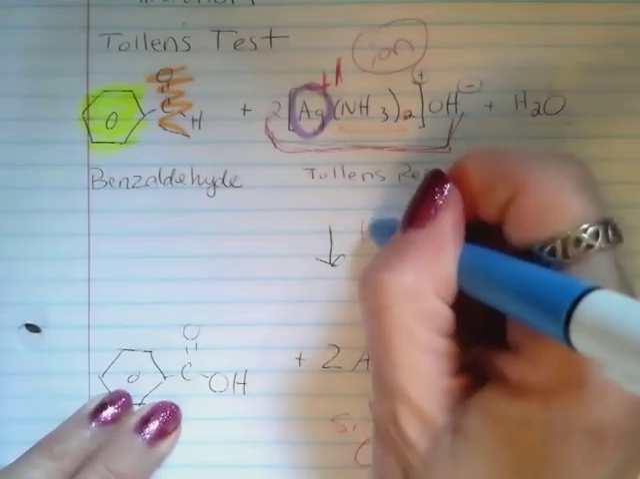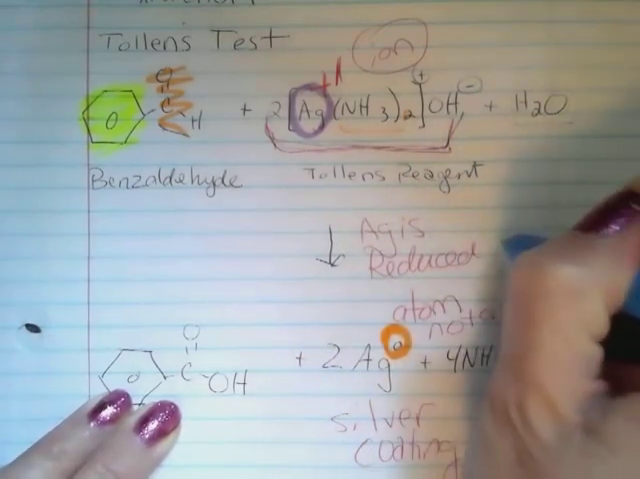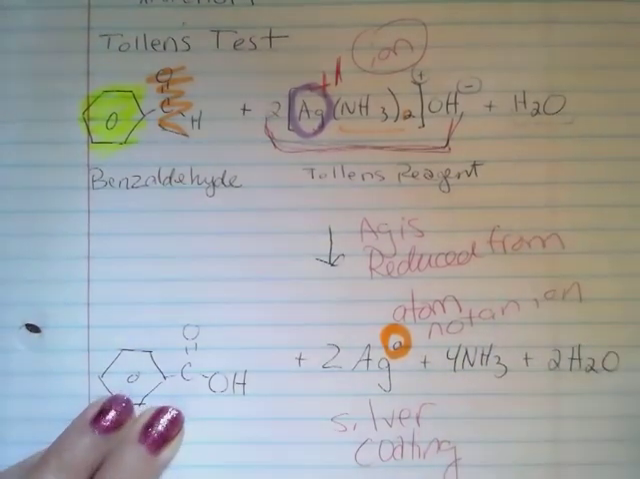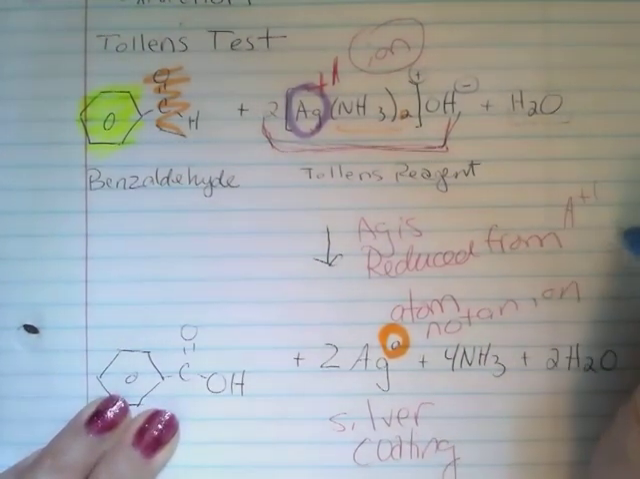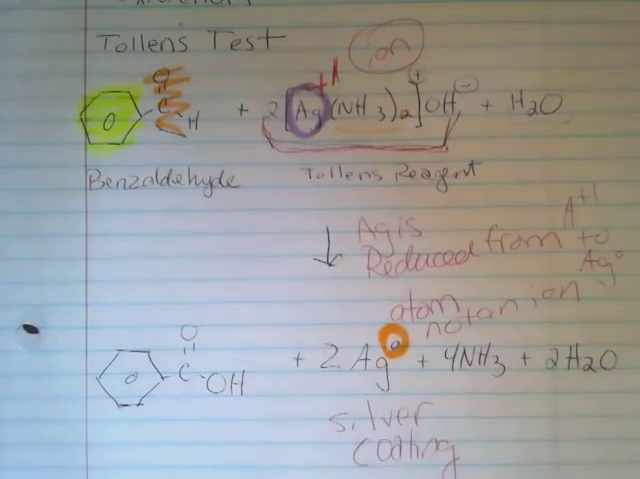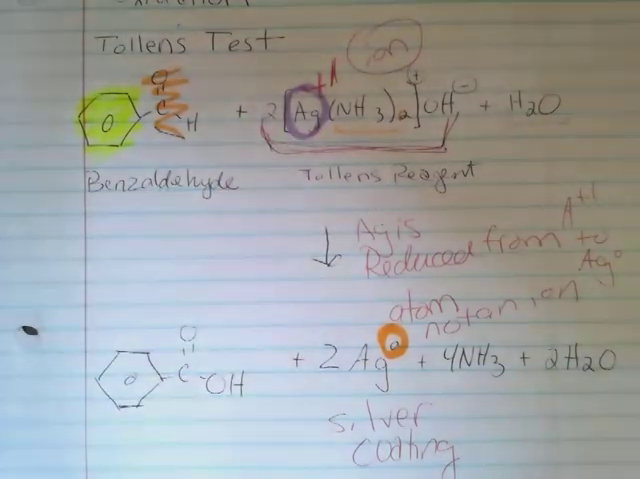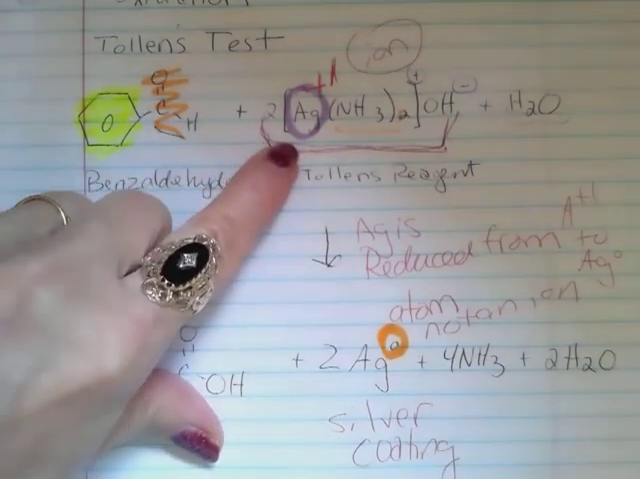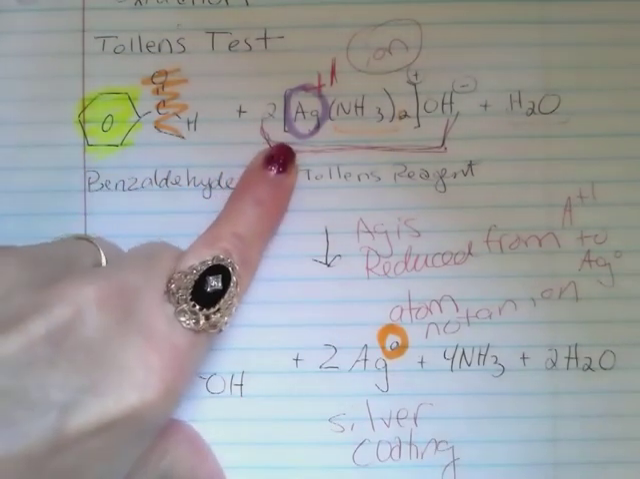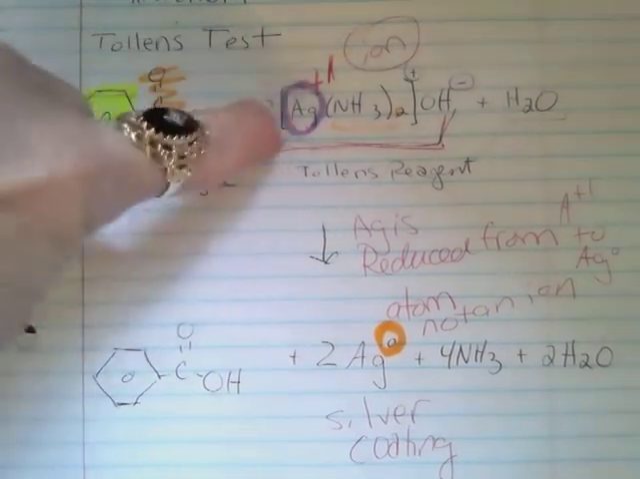So silver is reduced from silver +1 to your elemental silver, that silver that you see. Now, when is it a +1? When silver is a +1 charge, it's in solution and you're not going to see it. So when they added the Tollen's reagent in there, they just added some clear solution and you didn't see the little silver ions. That's because they were in a +1 state and they were ions.